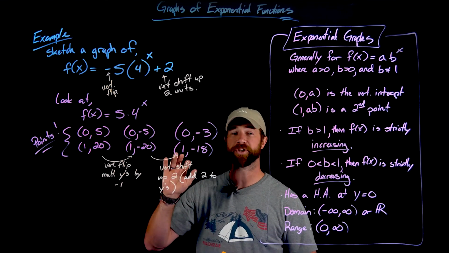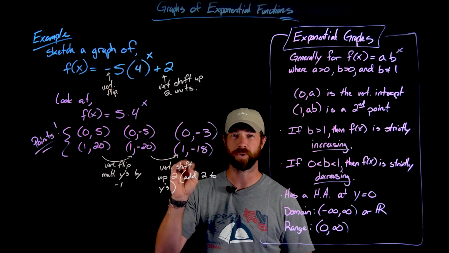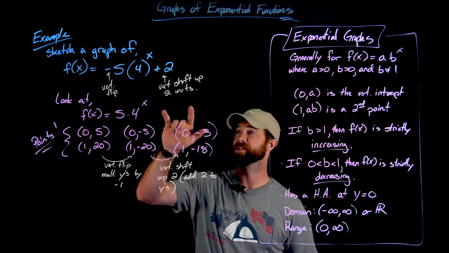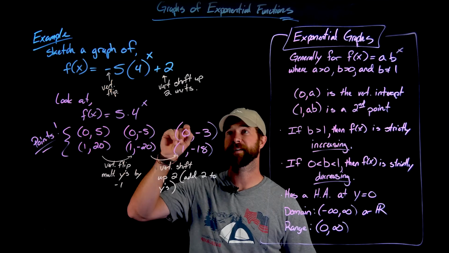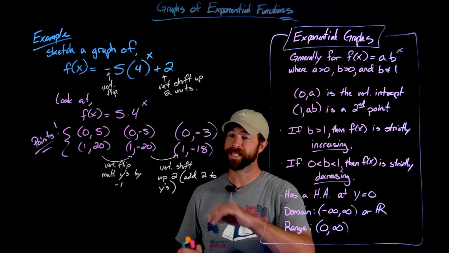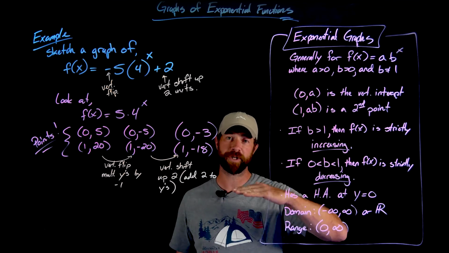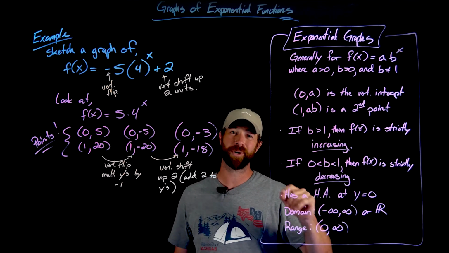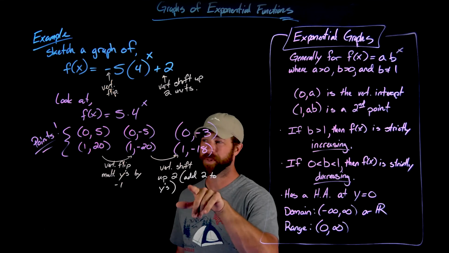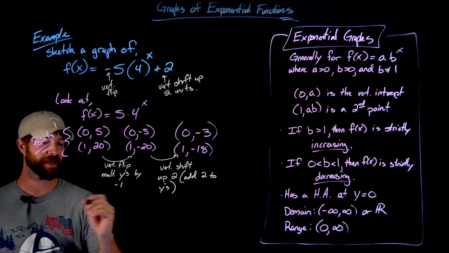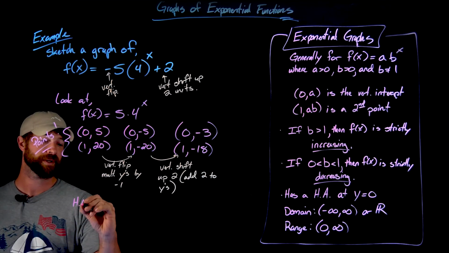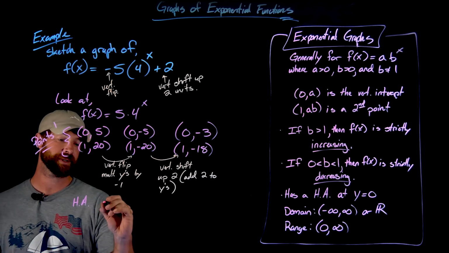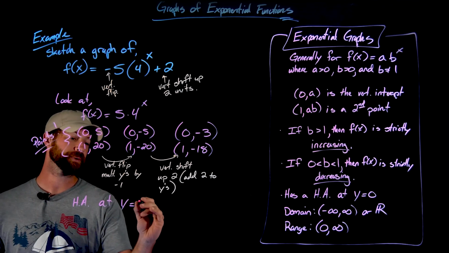I'll keep that feature unless I do some kind of horizontal flip. The good news, I don't have a horizontal flip, I just have this vertical shift. But in this case right here, when I vertically shift this graph up 2 units, this horizontal asymptote also gets shifted. So this move right here also affects this horizontal asymptote. So I now have a horizontal asymptote at y equals 2.